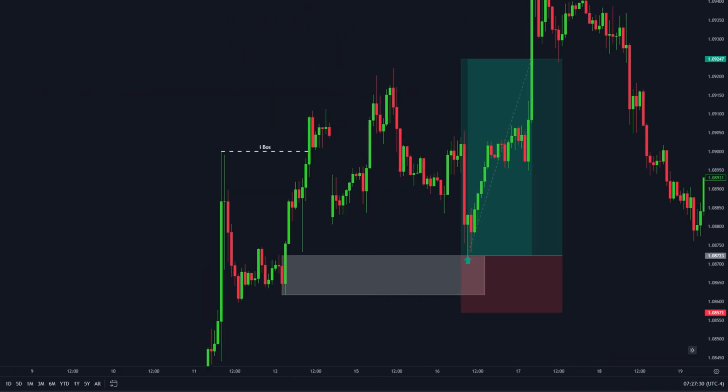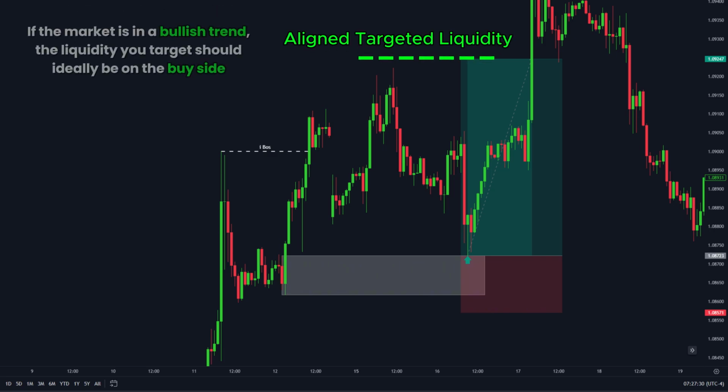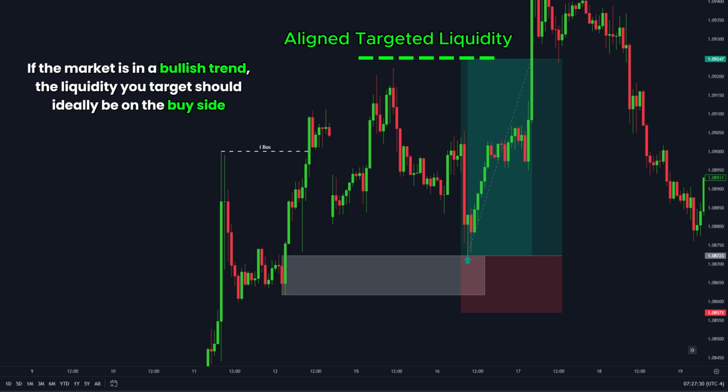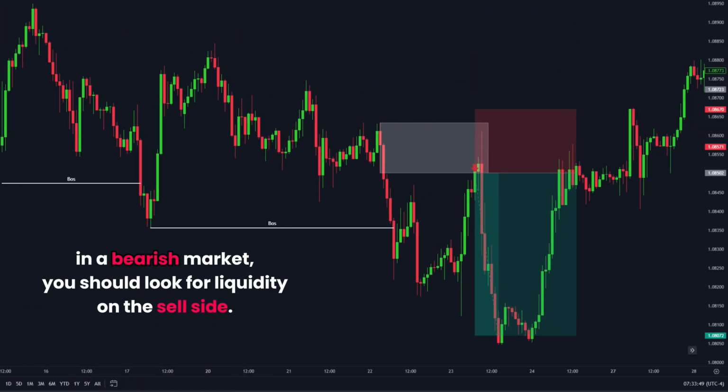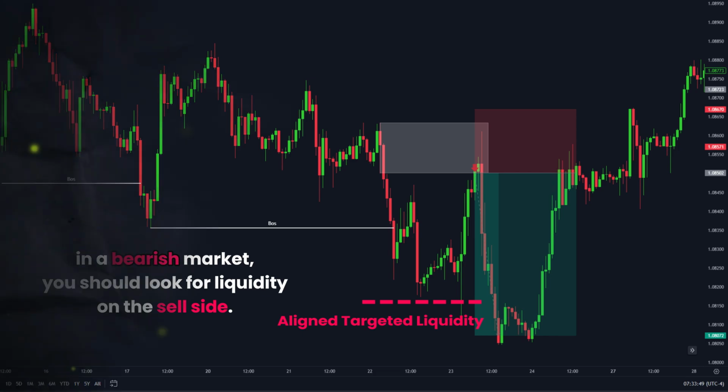The key to avoiding this trap is to ensure that your liquidity targets align with your strategy's structural bias. If the market is in a bullish trend, the liquidity you target should ideally be on the buy side, and keep in mind that the price is likely to dip momentarily before continuing its upward trajectory. On the other hand, in a bearish market, you should look for liquidity on the sell side. By aligning liquidity targets with the structure, you increase the probability that the market will move in your favor.